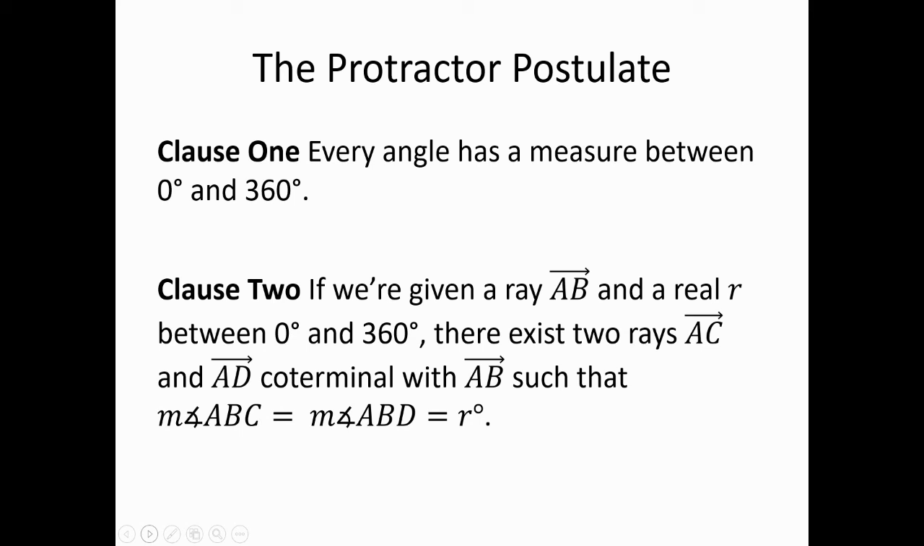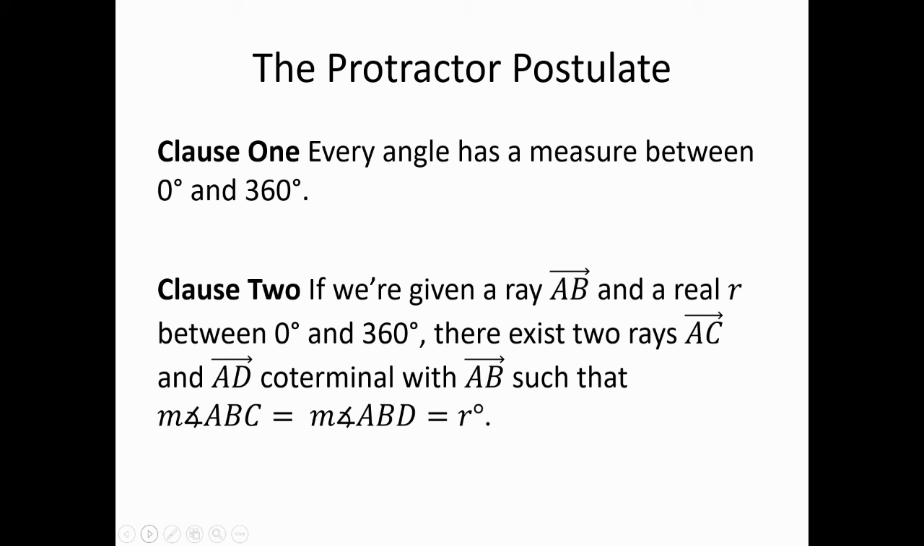Now, clause 2. Clause 2 works in very much the same way as clause 2 for the ruler postulate does. And remember what clause 2 from the ruler postulate allows us to do. It allows us to create segments of a given desired length. What clause 2 of the protractor postulate allows us to do is it allows us to create angles of a given desired measure. Okay, so let us say that we start with some ray AB and some measure, some real number r between 0 and 360. That will be the measure of the angles that we create.